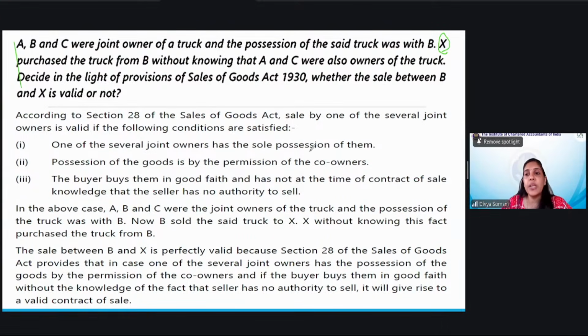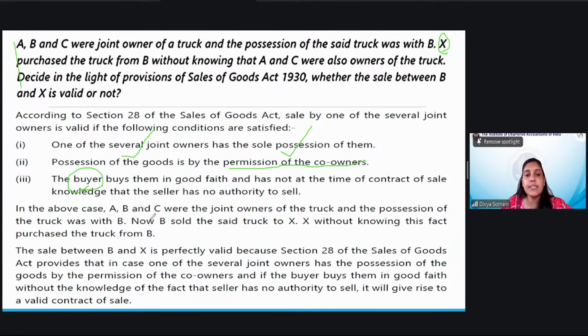Which exception is it falling into? It is a case of joint ownership. Again, we have to mention that there are various conditions which have to be fulfilled. The first condition is that the goods belong to several joint owners, and the person who is finally selling is holding the goods in sole possession. So he has the sole possession of the goods. The possession also is taken with the permission of the co-owners. The other owners have given him the permission to do whatever he wants. Then next, the new buyer is totally unaware. He is acting in good faith, and you have to mention all of that.